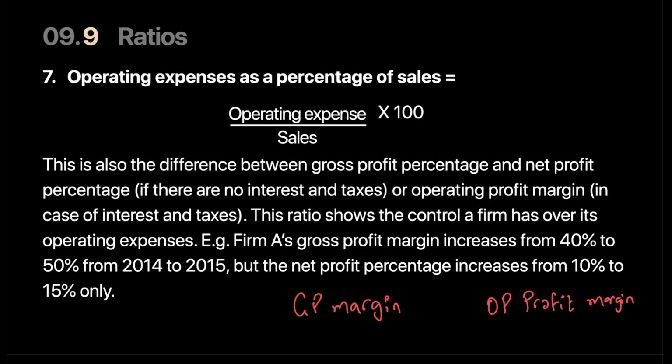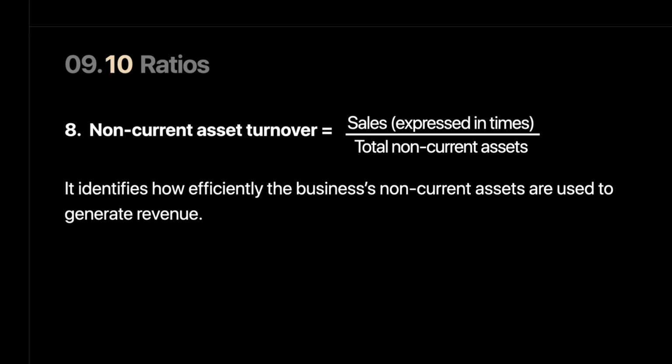All right. Okay, now what about efficiency? So we have a ratio for efficiency as well. Let's take a look at that. So the non-current asset turnover, that is sales divided by non-current assets. Now this ratio measures the efficiency of a business. Now how does it measure efficiency?